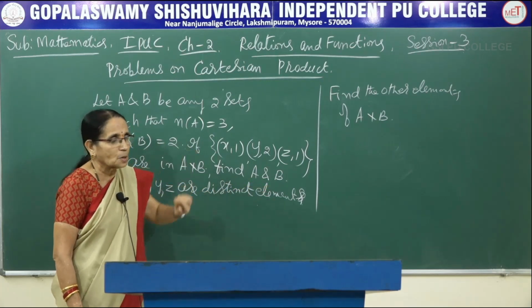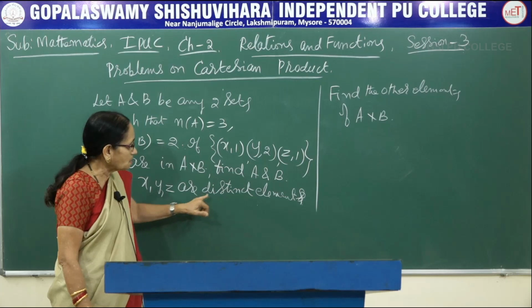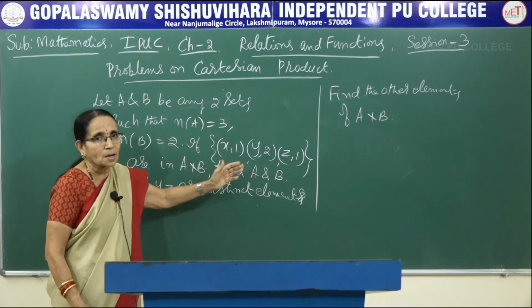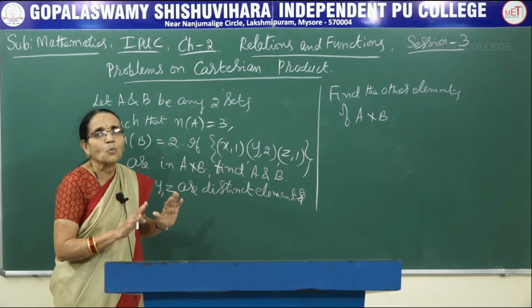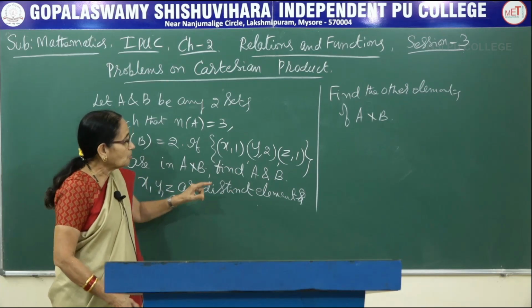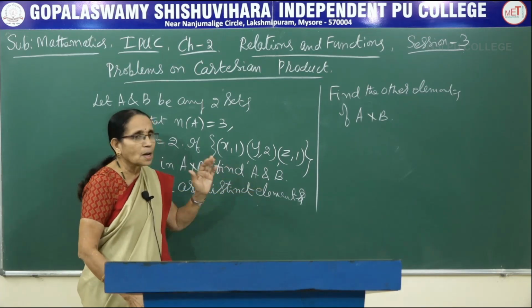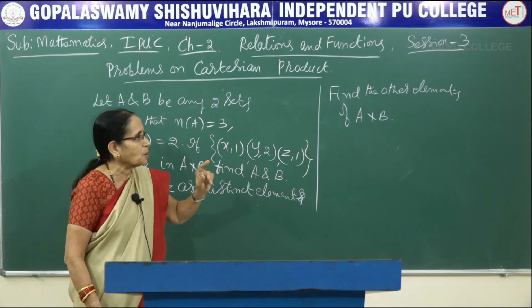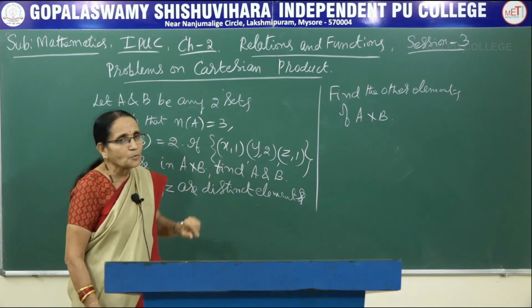That is the first part of the problem. X, Y, Z are distinct means because they are unknown quantities. Distinct means they are different from one another. Next, the first part is you have to calculate what are the elements of A, what are the elements of B. First part, find the other elements of A cross B.